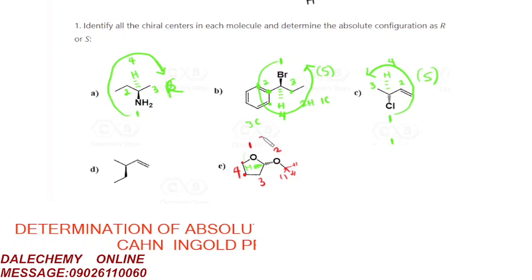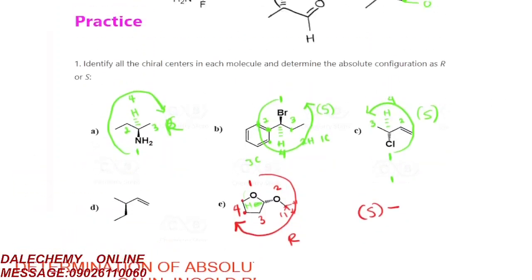So when you look at that, it's going to be from 1, 2, 3 to 4. And that is going to be R. But because your lowest priority group, which is hydrogen, is on the wedge, you are going to change it to S. And this is going to be what? S. And you are going to name that compound. So that's all on how to name and how to assign priority.